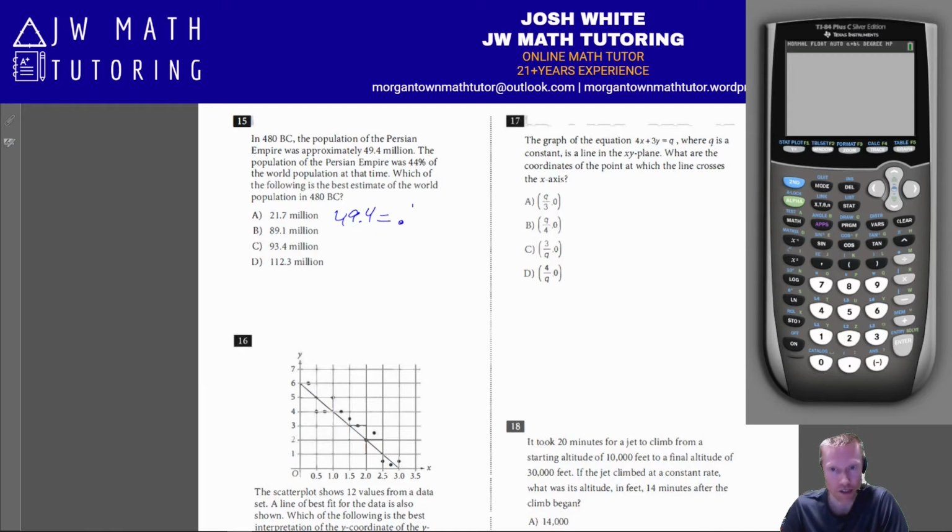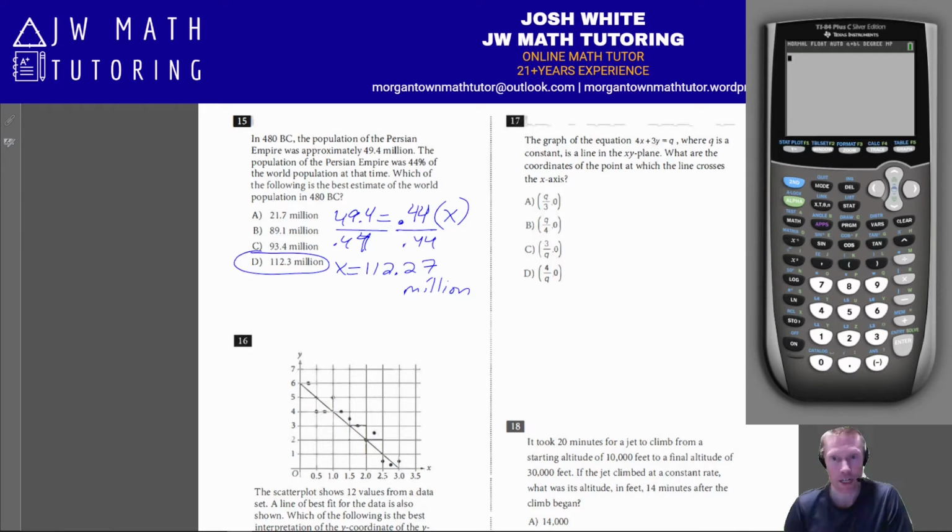44%, which as a decimal I'm going to turn into 0.44, of, multiplication, world population, that's our unknown, that's our x. Okay, and now you could just divide both sides by 0.44. And then if you do this on the calculator, you should get as an answer 112.27. And of course it's million. And that's just going to round to 112.3. Correct answer is going to be letter D.